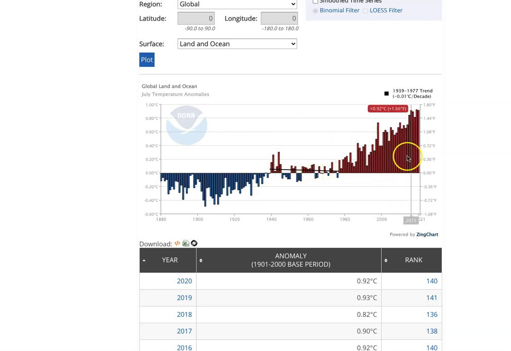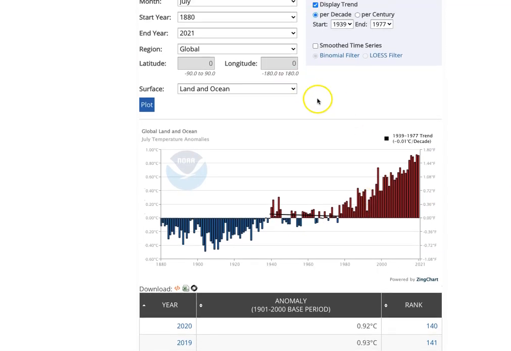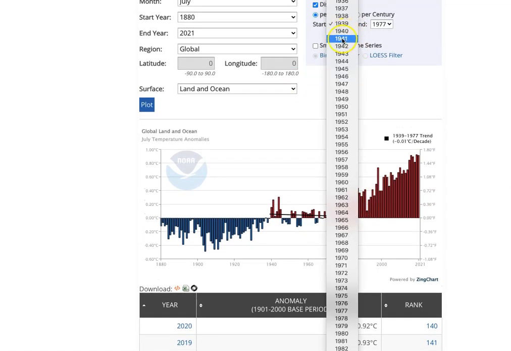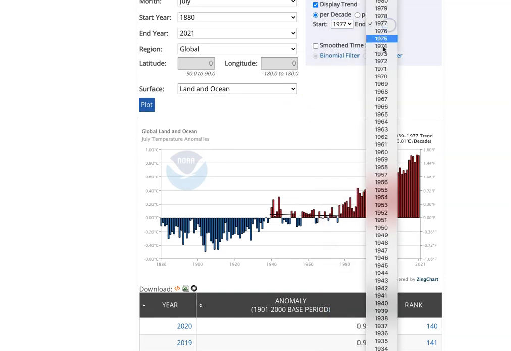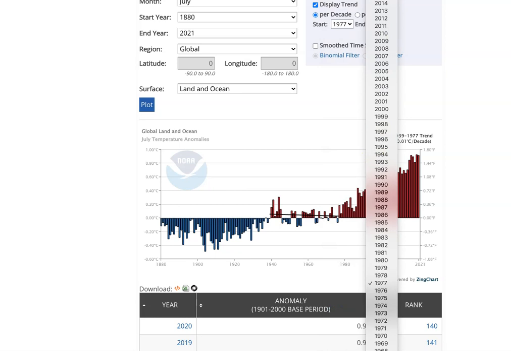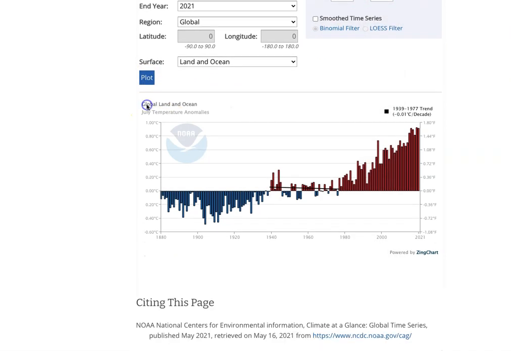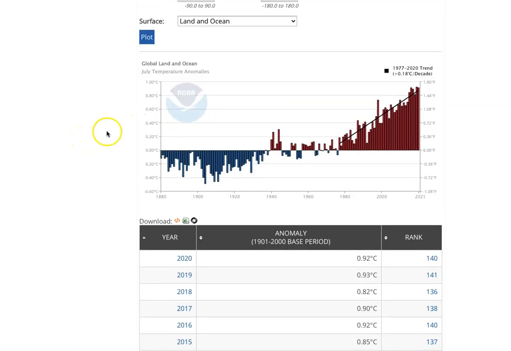Now let's look at the last section here, and pretty obviously it's going to be a positive trend, but let's see what the value is. So 1977 through the most current. And here we've got, like we expected, a positive trend, and it's positive 0.18 degrees Celsius per decade.